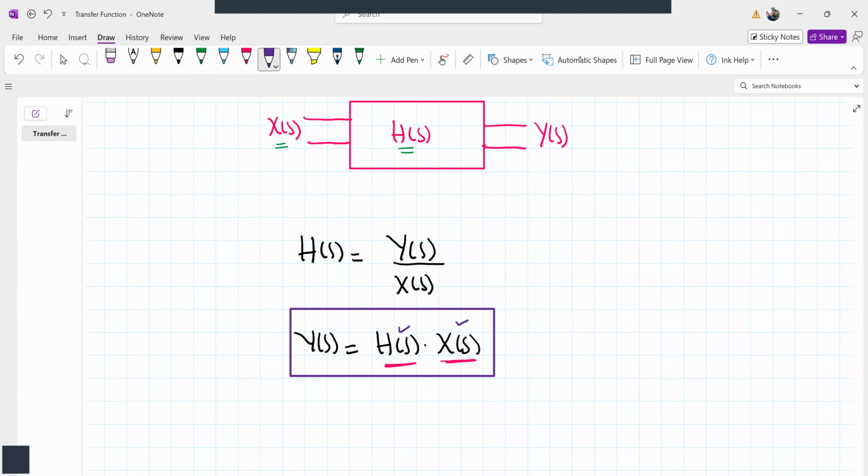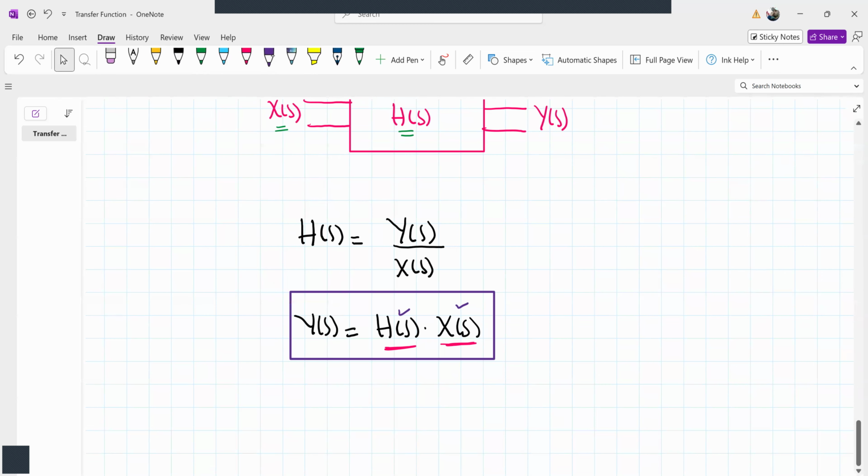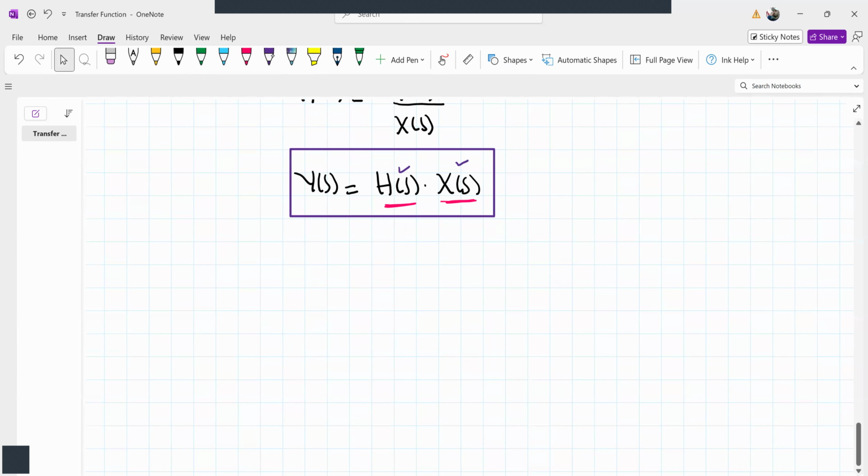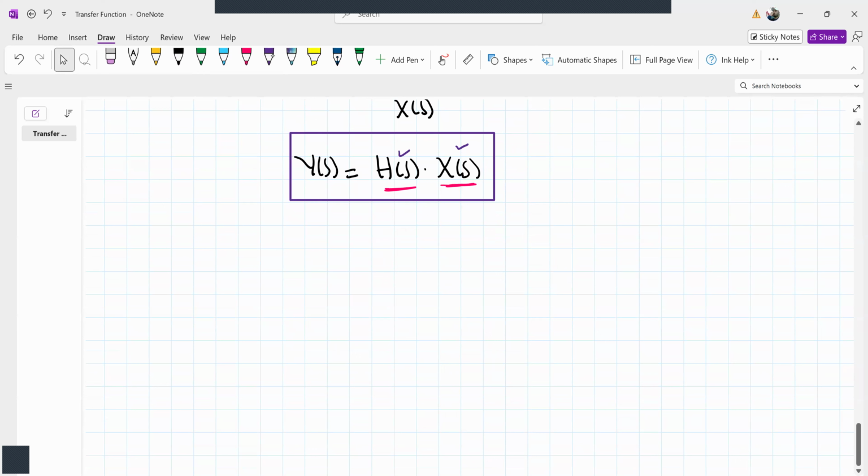But in time domain, what do we have to do? We have to convolve the input with the impulse response of the system. That's the advantage of using Laplace transform or Fourier transform or phasor domain. In phasor domain or Laplace domain, output is simply equal to input multiplied by transfer function. In time domain, output is obtained by convolving the input with the impulse response of the system. Very, very important. This is the advantage of using transform theory in network or system theory.